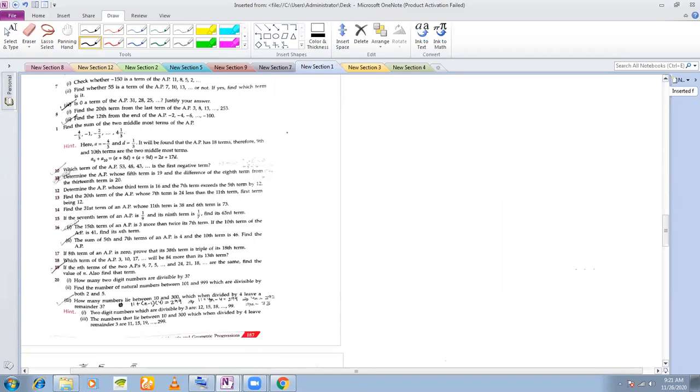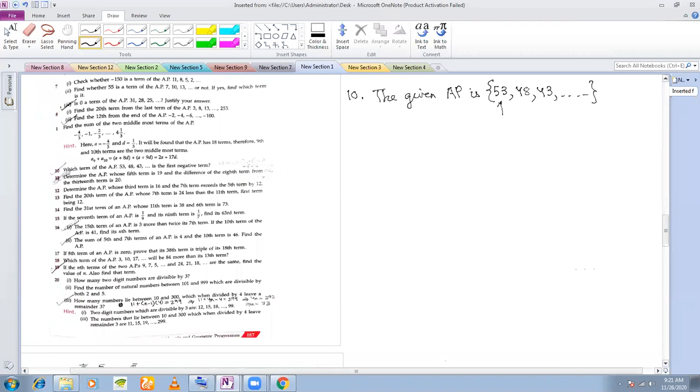The next sum here is 8-2, we have done. Okay, the next sum that I want to do is number 10. Which term of the AP is the first negative term? So the given AP is 53, 48, 43, and so on. Of this AP, which one will be your first negative term?